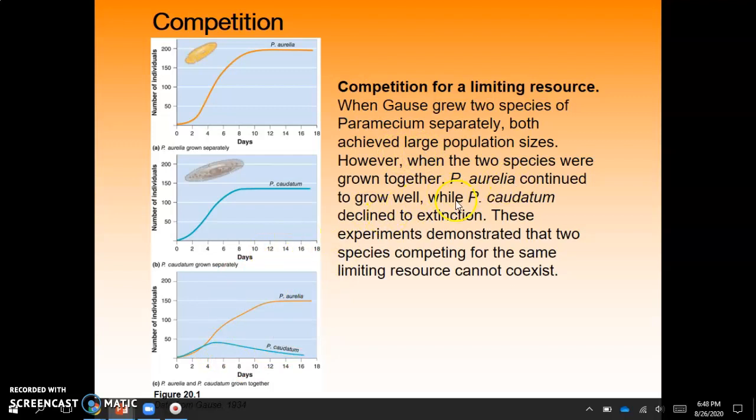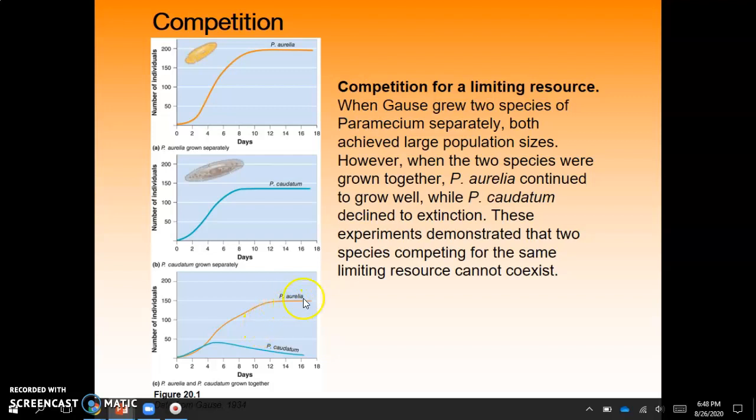aurelia continued to grow well, while P. caudatum declined to extinction. So this is that competitive exclusion principle, okay? And this experiment demonstrated that two species competing for the same limiting resource cannot coexist. So when you're talking about paramecium, or you do an experiment like this with maybe nutrient agar for bacteria, the resources that these two paramecium are competing for is whatever food resource that you give them in the laboratory setting.